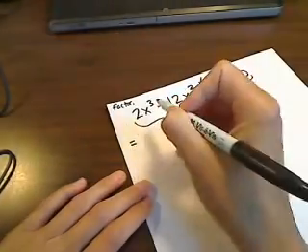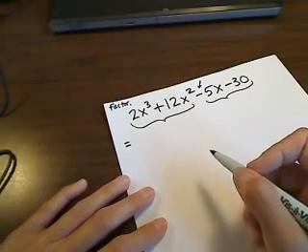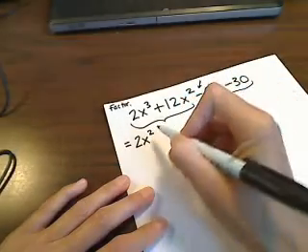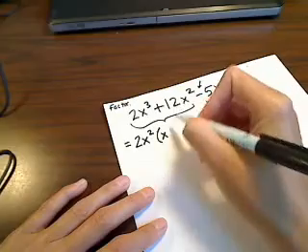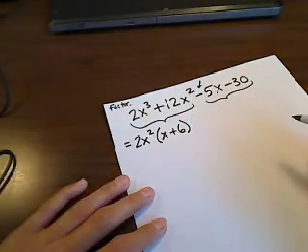Okay, so in the first grouping, the greatest common factor is a 2 and also an x squared. So if I pull the 2x squared out, I'm going to be left with an x in order to get that back, and a plus 6 in order to get that term back, the 12x squared.